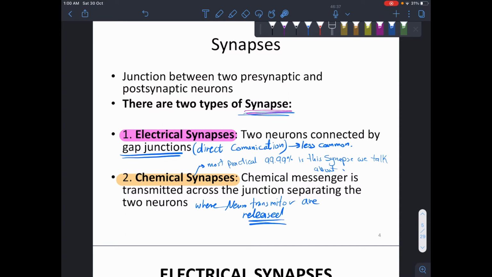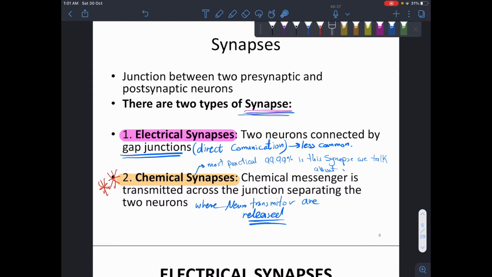The two types of synapse, it's very important because the electrical synapse is rare. We don't use it as much as we use the chemical synapse. Chemical synapse, I want you to put a very important sign next to it. Why? Because the chemical messenger is transmitted across the junction separating the two neurons. It's basically where the neurotransmitters are released. It's an indirect communication, but that's actually what happens in humans. So it's important because 99.99% of the time it's chemical synapse.